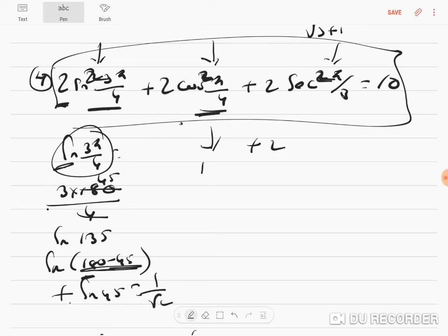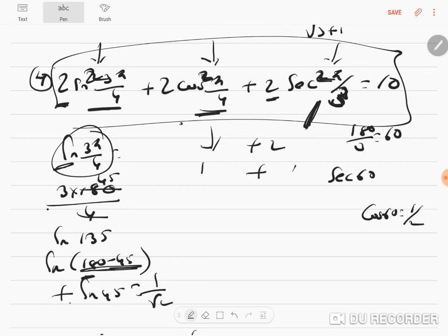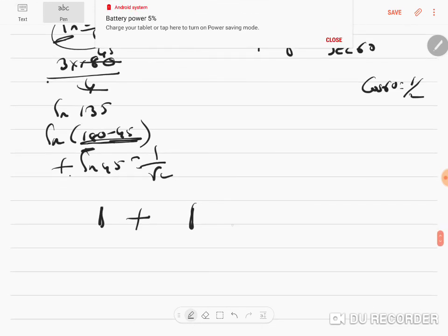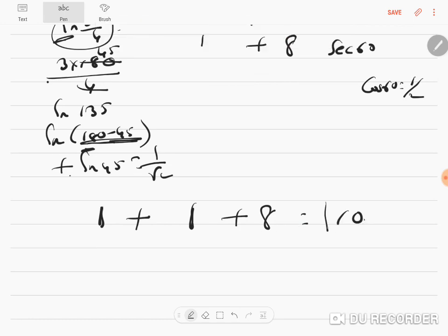secant square pi by 3, 180 by 3, what is it? Pi by 3 is 60 degree. So, what is secant 60 degree? What is cos 60? Cos 60 is 1 by 2, secant 60 will be just 2. On squaring the 2, it will become 4, and 4 2s are 8. So, the answer here will be 8. The total answer therefore is 8 plus 1, 9, 9 plus 1, 10. So, hence we have proved.